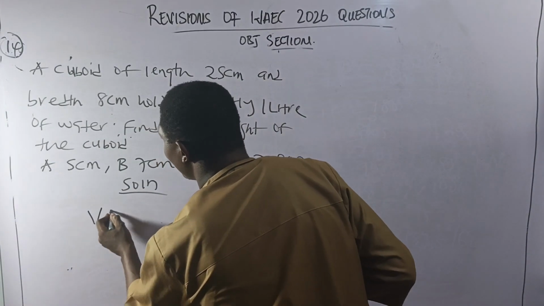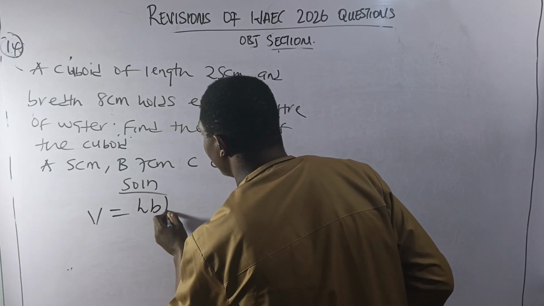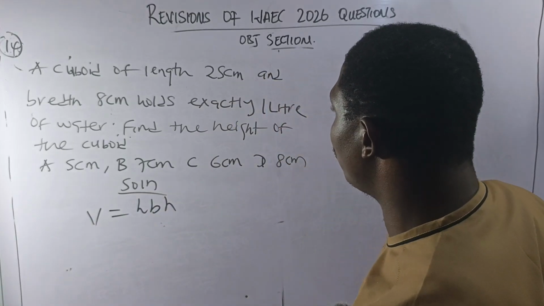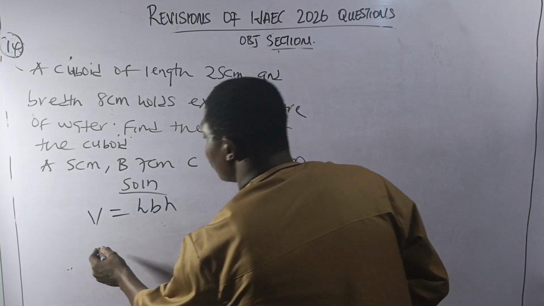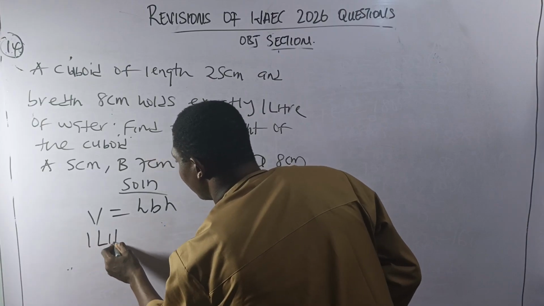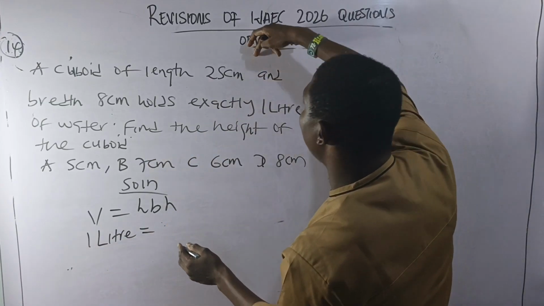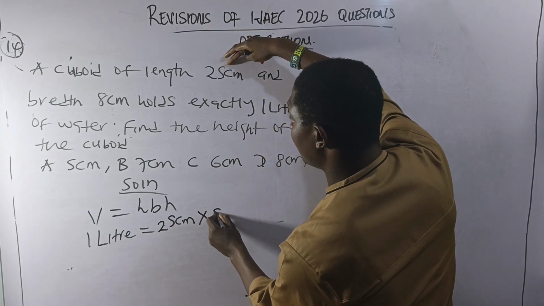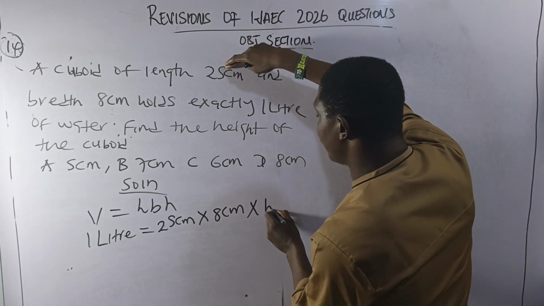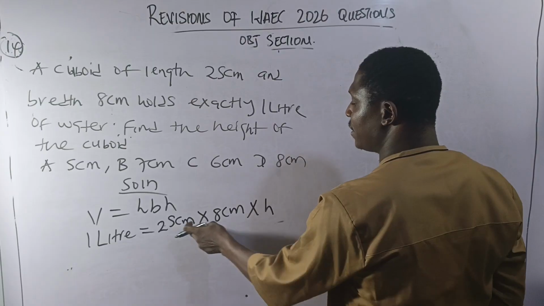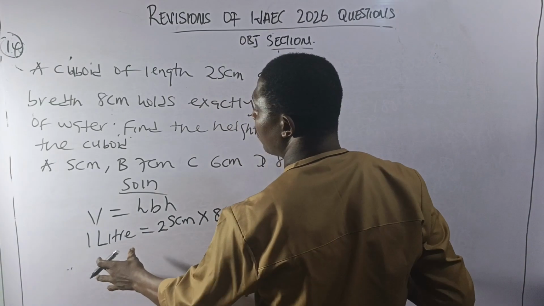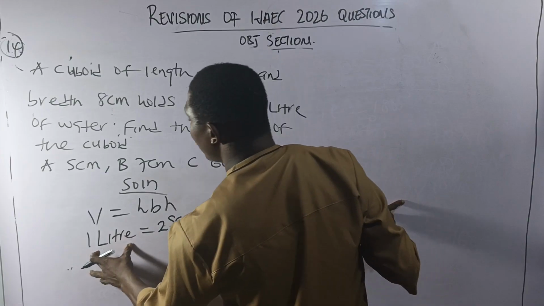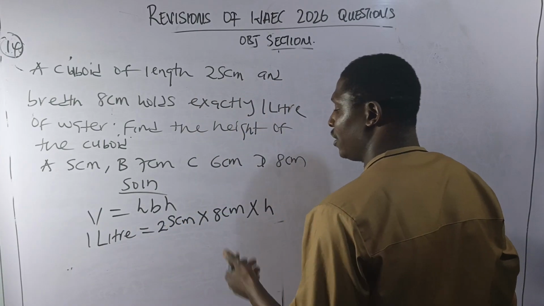The volume of a cuboid is given by LBH: length, breadth, and height. The volume it holds is 1 liter, so 1 liter of water equals the length, 25 cm, times the breadth, 8 cm, times the height we are asked to find. These are in centimeters, not liters, so I must convert my liter to cubic centimeters. 1 liter is equal to 1000 cm cubed. Please remember.